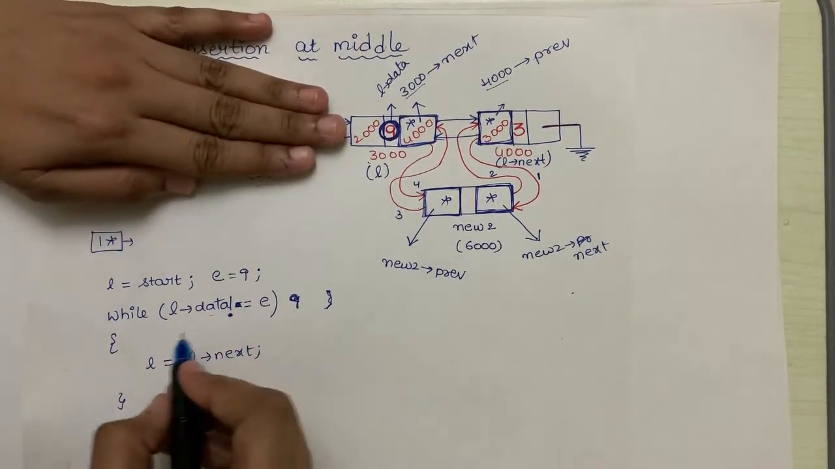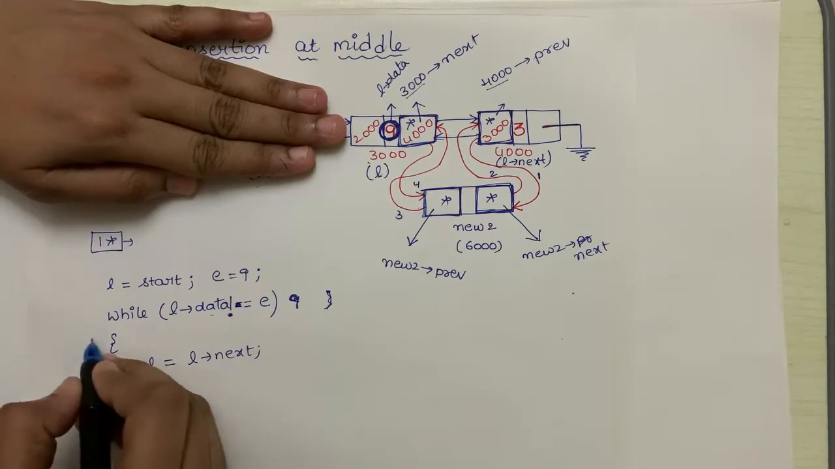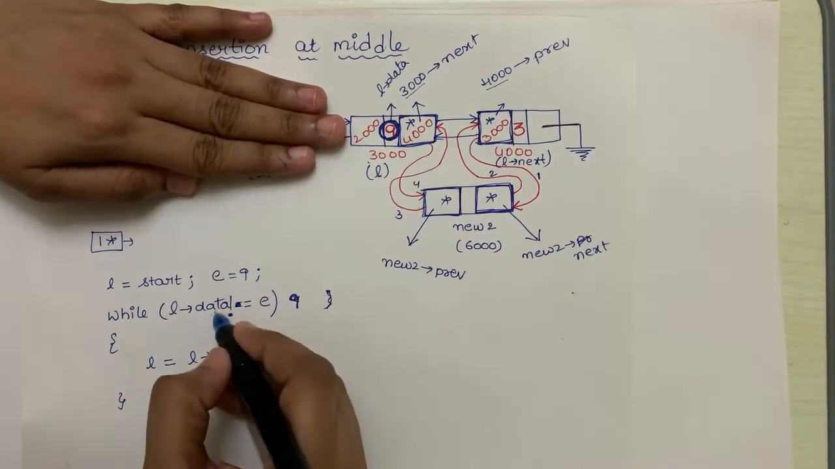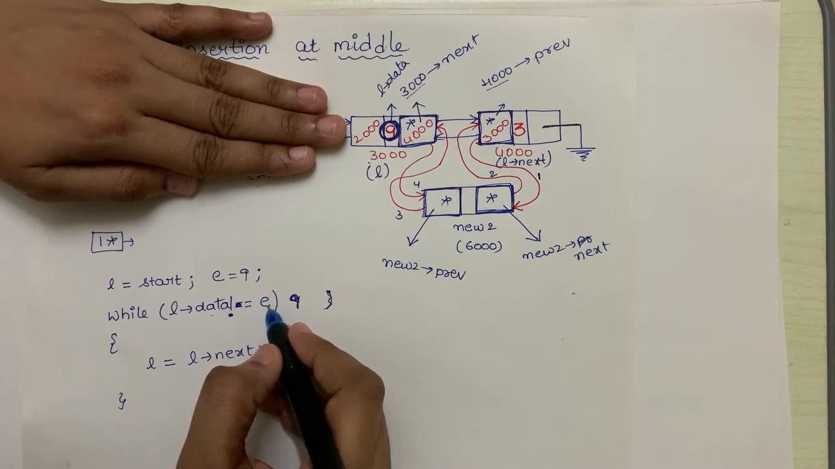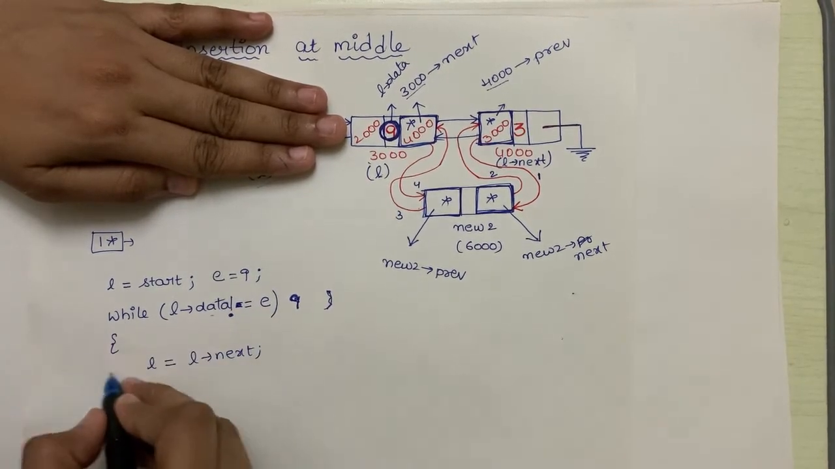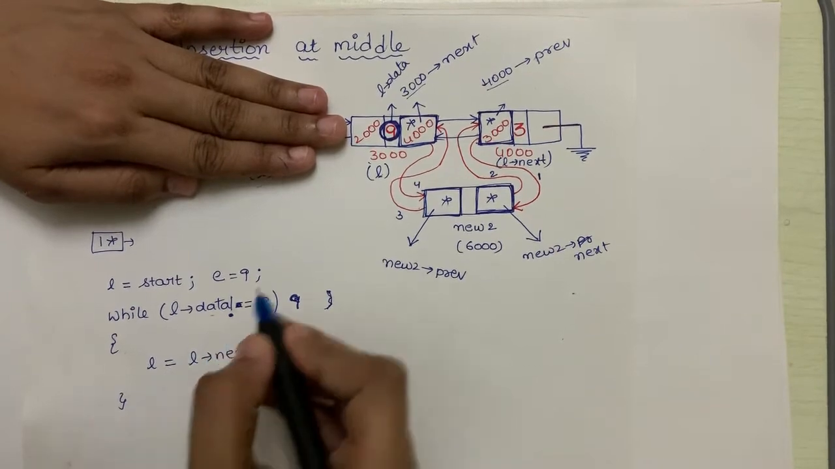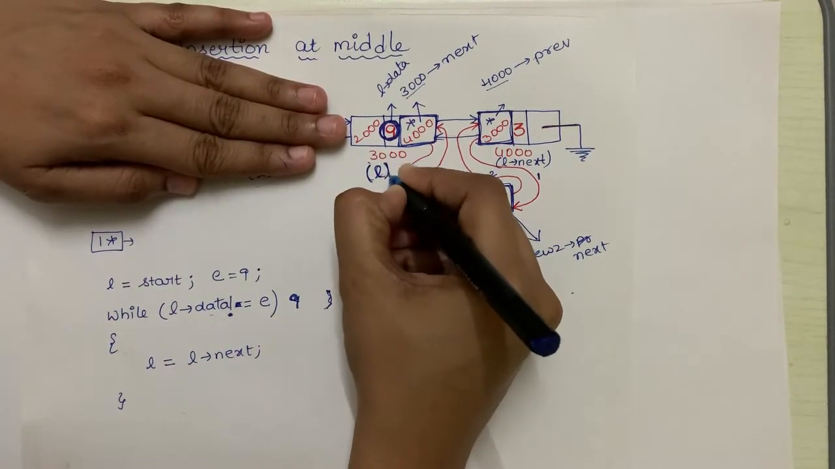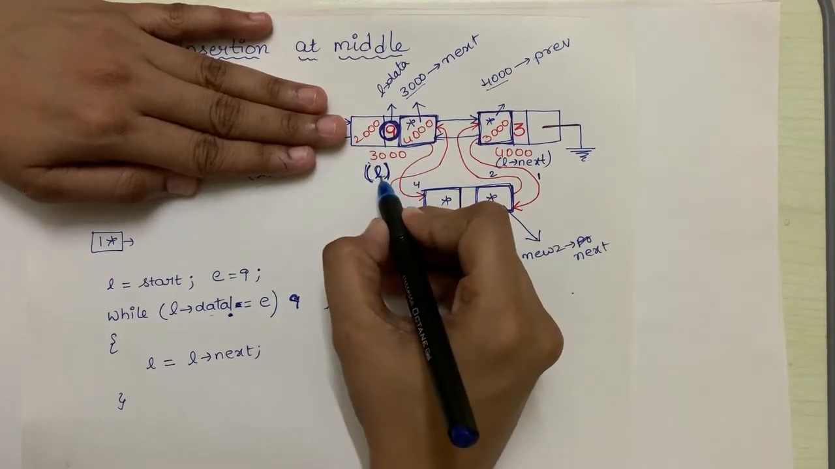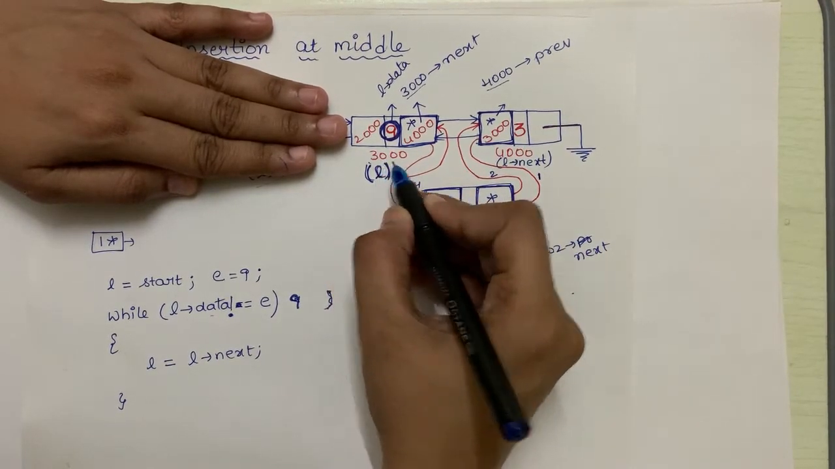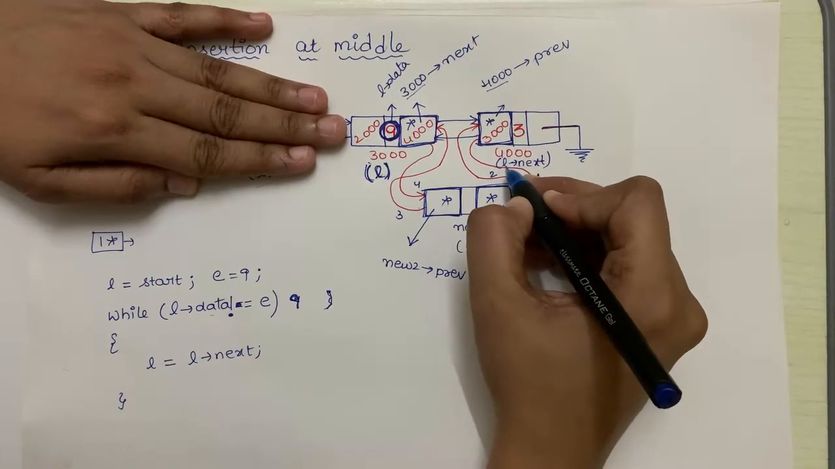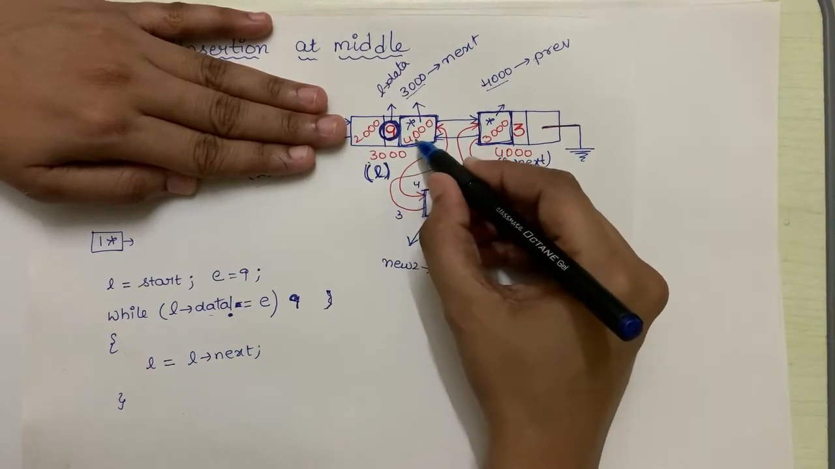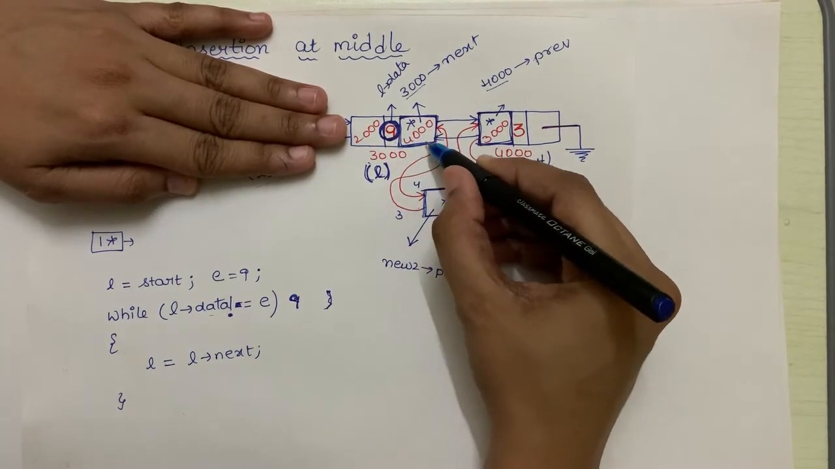Now again the loop repeats. L data is 9. 9 not equal to 9 is false. False means it doesn't enter into the while loop. So finally the value of L will be 3000. If the value of L is 3000, the name of 4000 will be L next, because the third field name is L next.